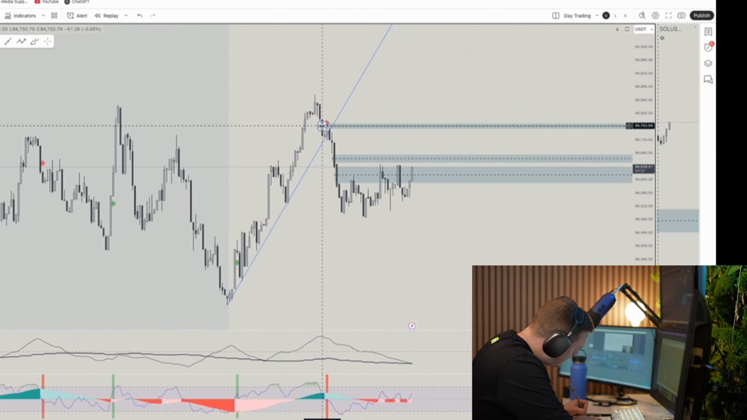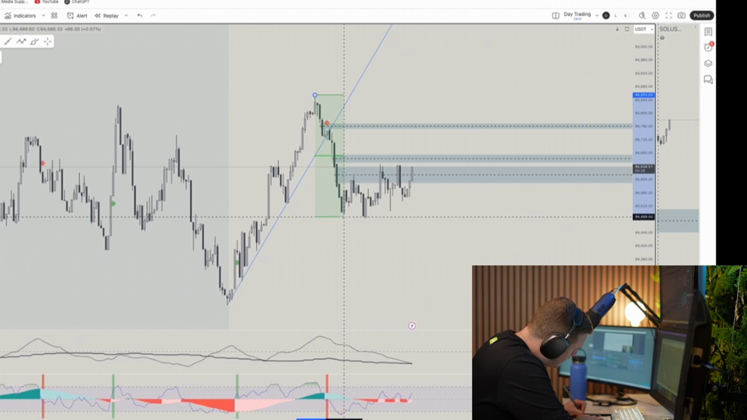Now it gives us 3 fair value gaps. So it actually gives us more. There's 4 right there, but that one's long gone. So what I'm going to do is I'm going to draw it from the top to the complete bottom, which would be right here at this one. And this is going to be telling us what fair value gap we should be trading.